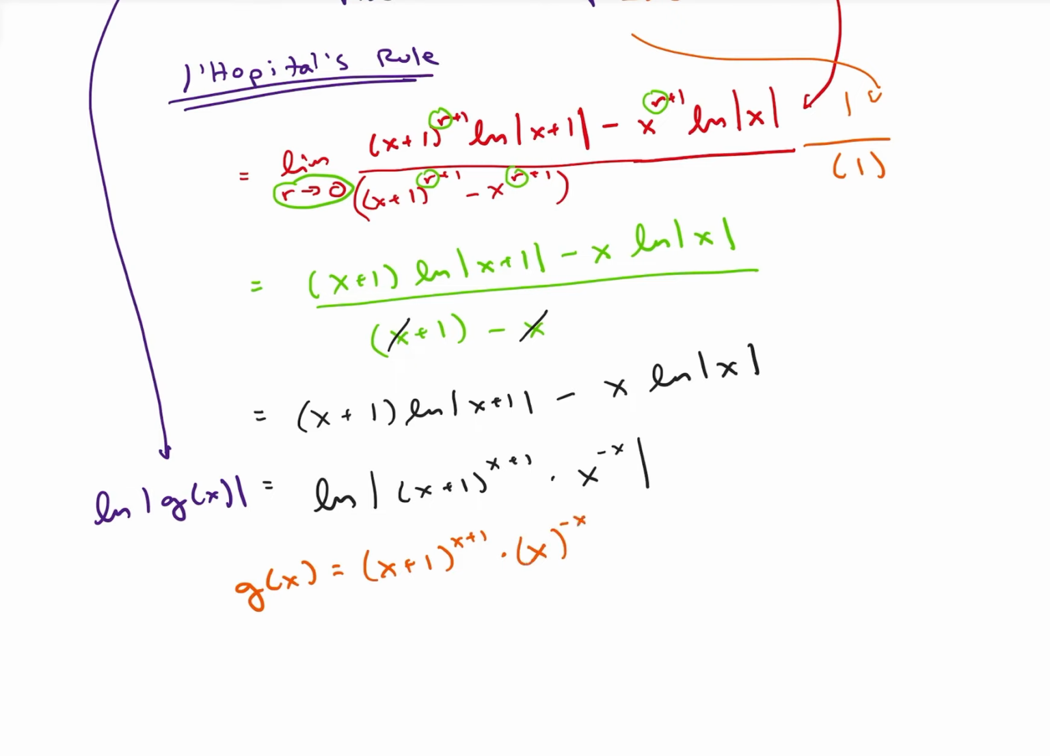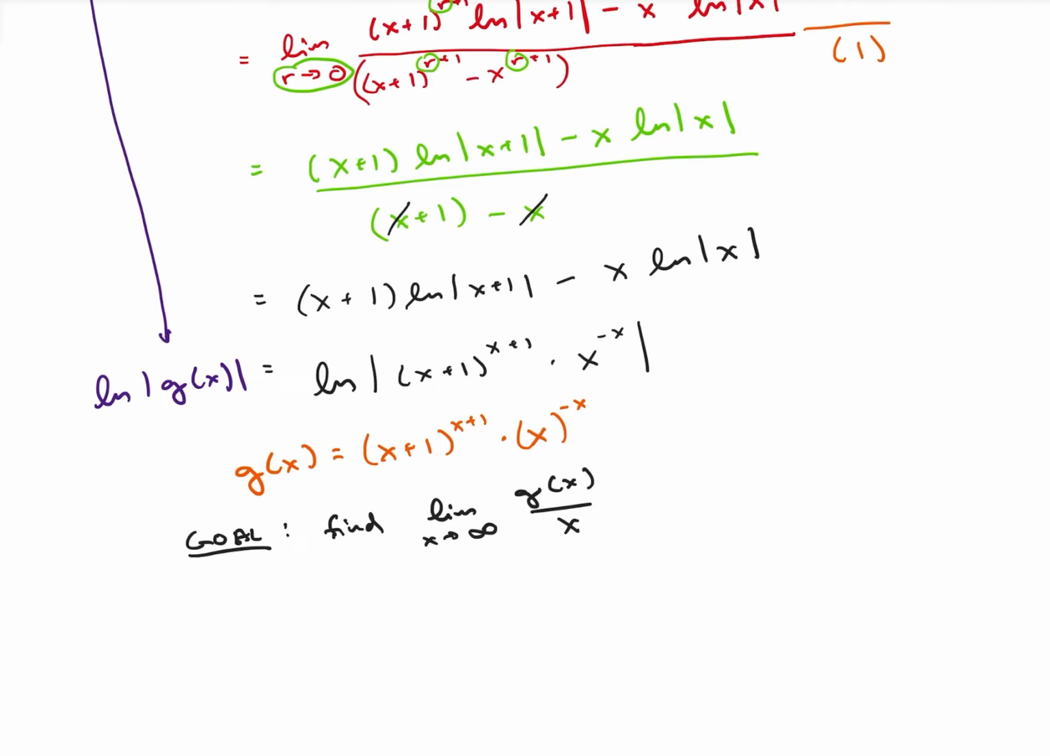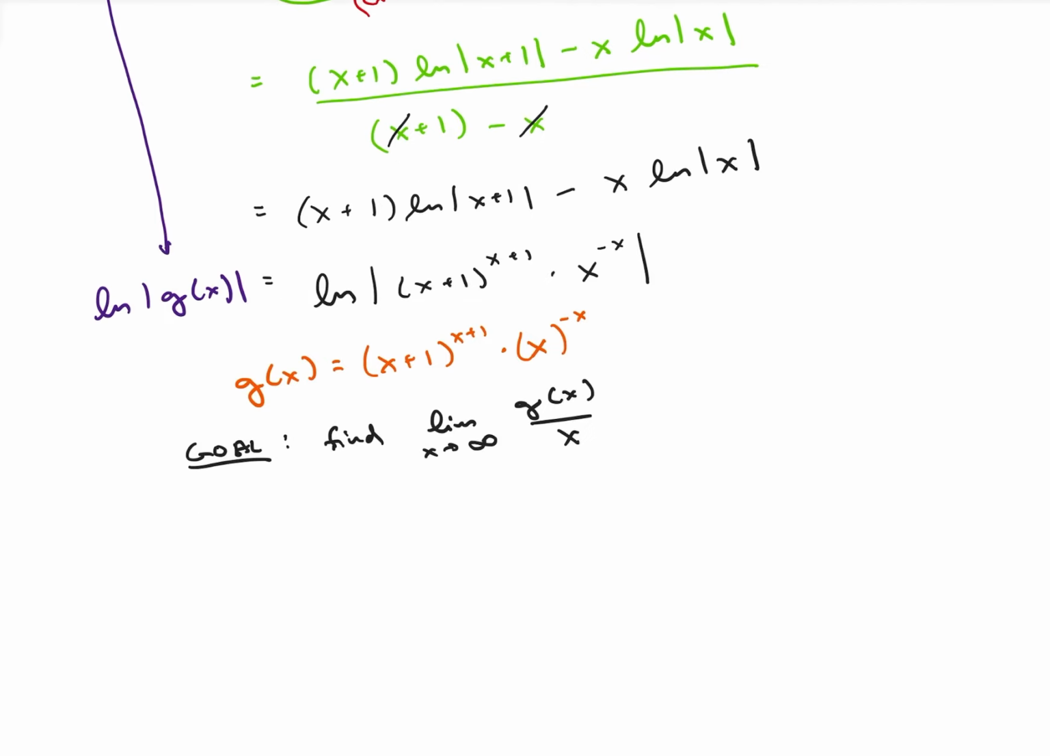All right, so this is looking pretty good. So let's recall our original question. So our goal is to find the limit as x approaches infinity of g of x over x. Okay, so let's go ahead and write this out now. So we're finding the limit as x approaches infinity of g of x, which is x plus 1 to the x plus 1, times x to the negative x. So let's go ahead and just put that in the denominator. So that's x to the x in the denominator, times x, and that last x is coming from right here.